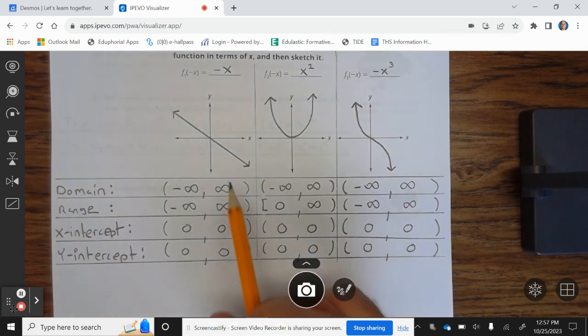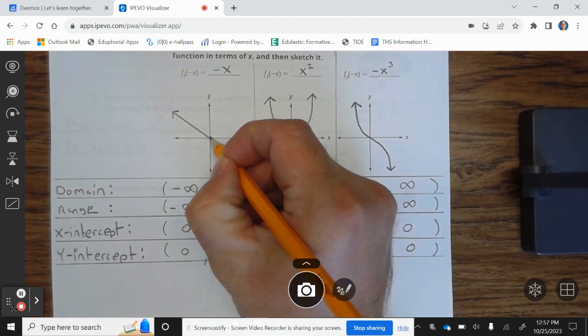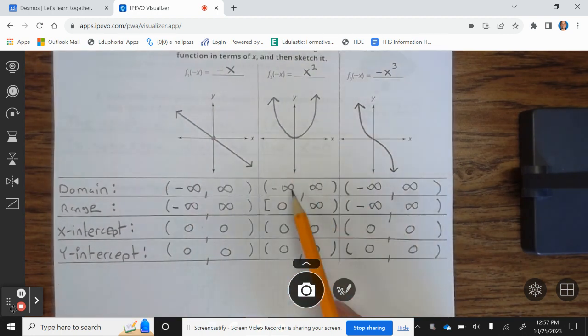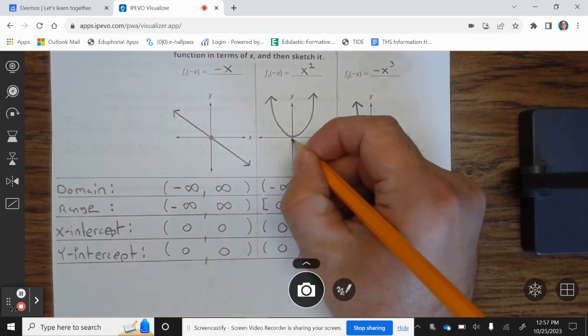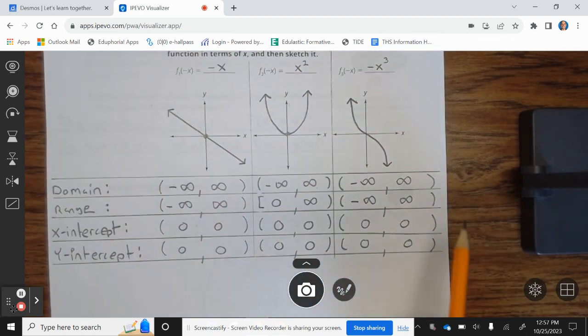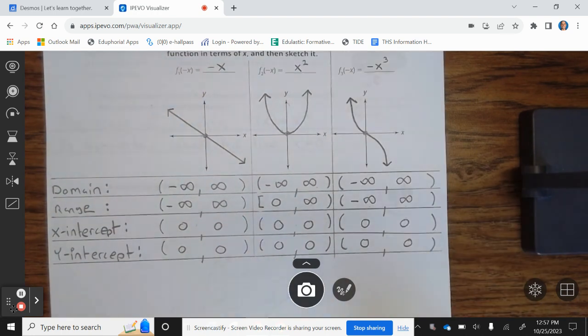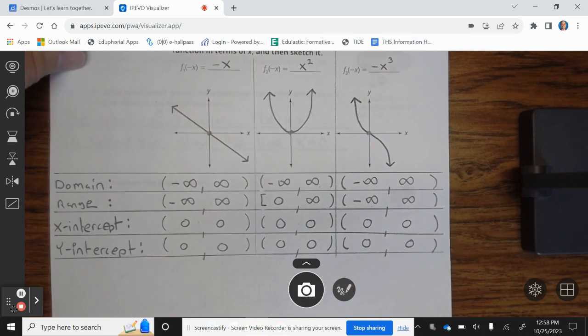Okay, so the domain is from negative infinity to positive infinity, and both x and y-intercepts are 0, 0. The domain for x squared is negative infinity to positive infinity, the range is 0 to infinity, and both the x and y-intercepts are 0, 0. And then for negative x cubed, it's negative infinity to positive infinity for both domain and range, and x and y-intercepts are both 0, 0. All right, go ahead and finish that up. All right, let's take a look at the next page.